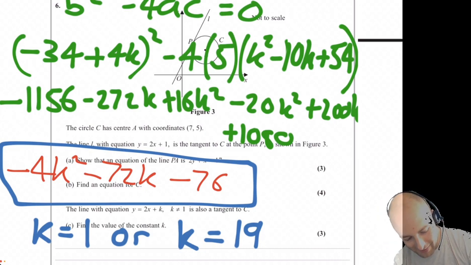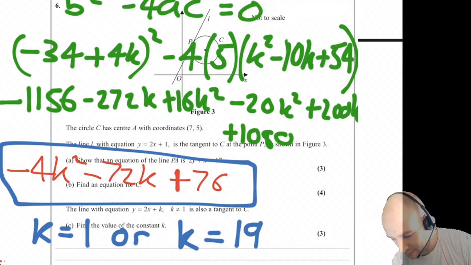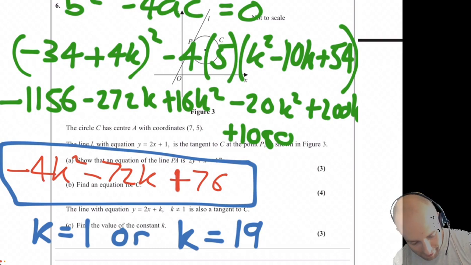Nope, that should be a plus 76. Oh my god. Sorry, guys. It's been a day. It's been a day for sure. So K is mine. What? K is 1 or K is 19? No, that's not right. What's going on? Tom, you sure you're right?